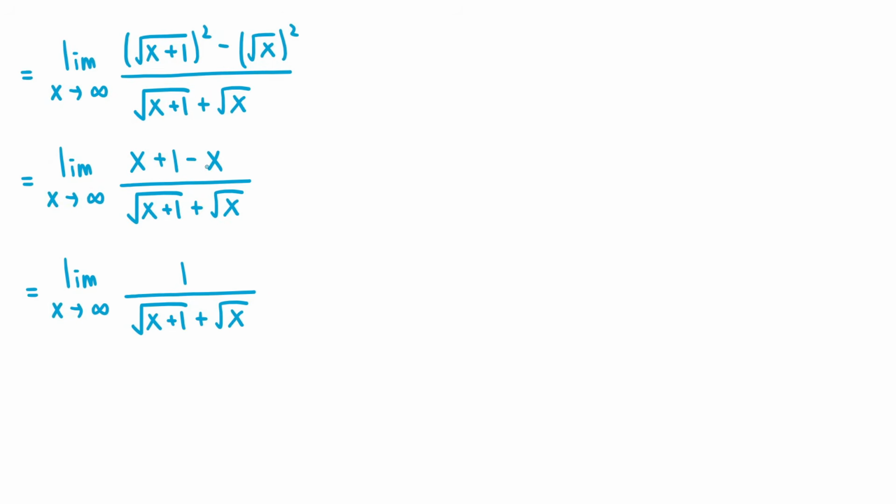x plus 1 minus x simplifies to 1, so the entire limit becomes the limit as x approaches infinity of 1 over the square root of x plus 1 plus the square root of x. Both the square root of x plus 1 and the square root of x tend towards infinity as x approaches infinity, so the entire denominator, the square root of x plus 1 plus the square root of x, approaches infinity as x approaches infinity. Since the numerator is a constant and the denominator grows towards infinity without bound, the entire limit is equal to 0. So the limit as x approaches infinity of the square root of x plus 1 minus the square root of x equals 0.